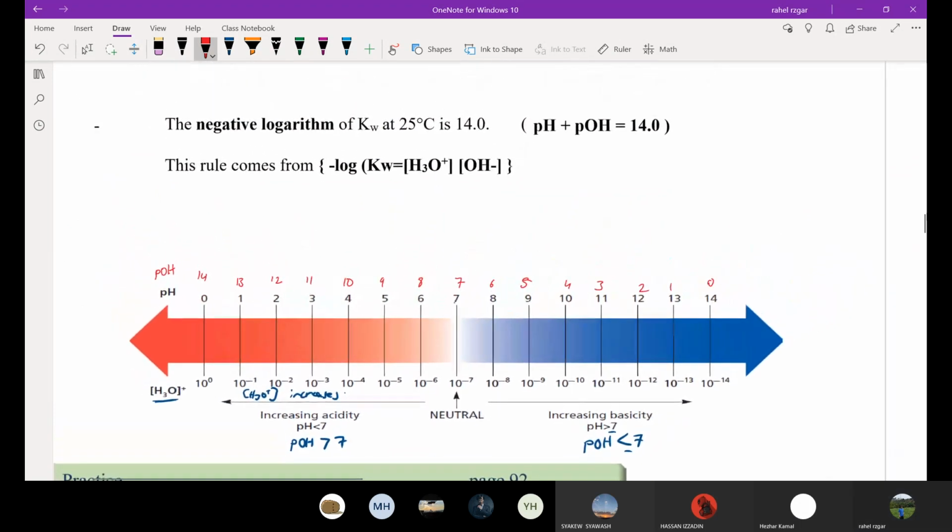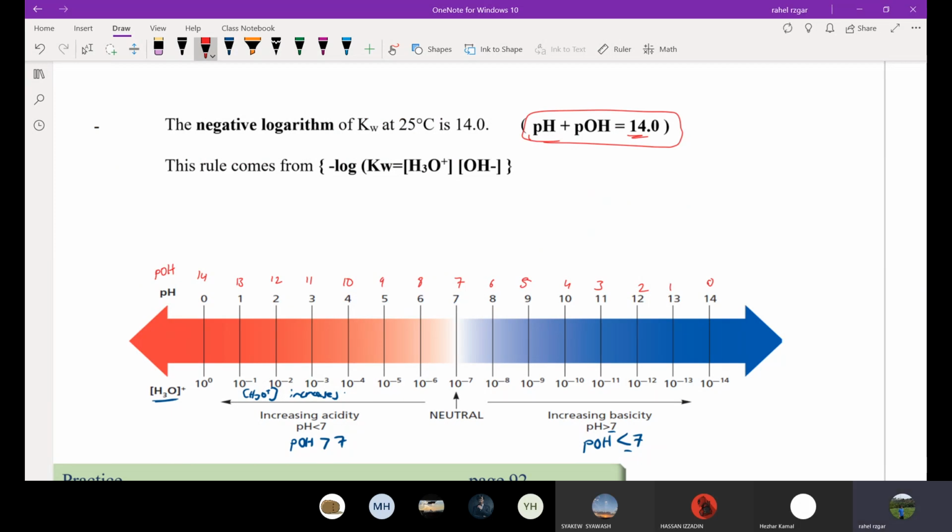And there is a relation between pH and pOH, and that is pH plus pOH is equal to 14.